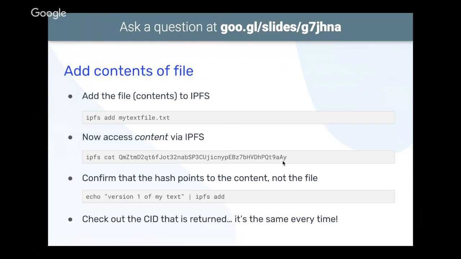And what you should see is that the hashes you get back are identical. And they're identical every time you run this. What that's showing you is that IPFS is addressing the content, not the actual file itself. Right? So that my text file .txt could be named anything, it could be anywhere, but what we're really addressing is the content of that file, not necessarily the file itself.